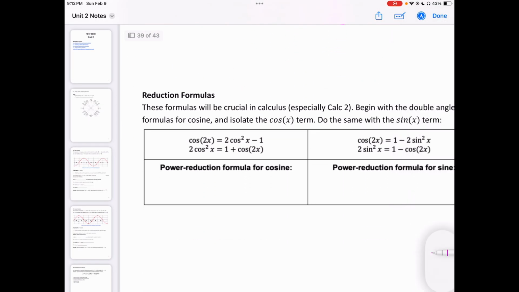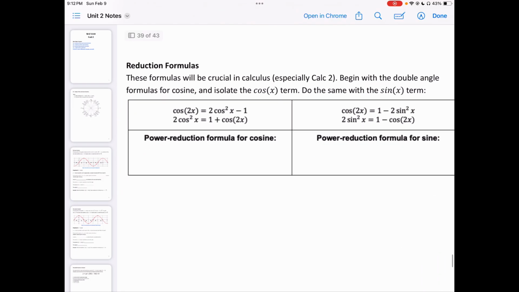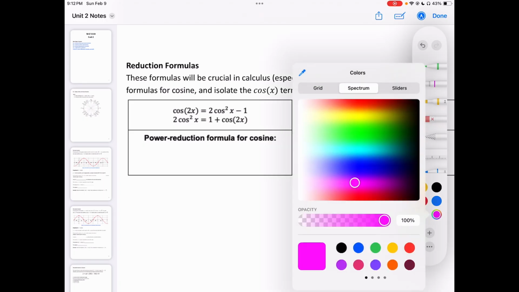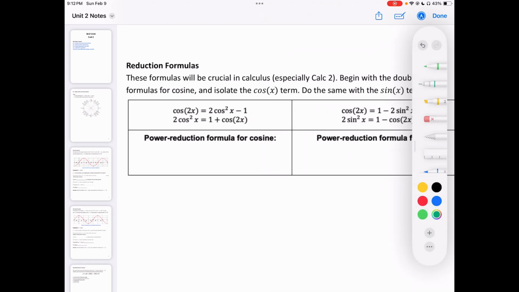All right, now let's talk about reduction formulas. I do want to point out that reduction formulas are not going to be that important for us, okay? They are going to be very important in Calculus 2. So I'll just introduce them here. I'll tell you that they exist. You're not really going to worry about it for another couple of semesters, but they will come back in Cal 2.